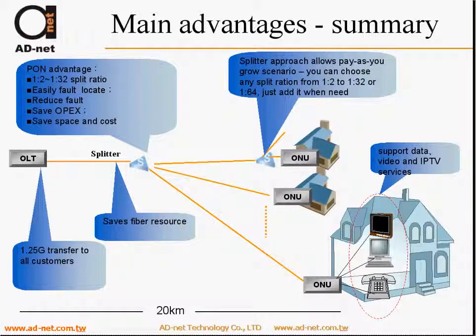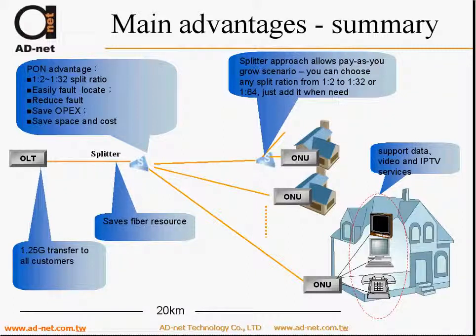The main advantage, if we look at this picture, is that at the OLT side you just need one device and it transmits up to 1 gigabit to every customer. First of all, that saves fiber resources. The PON advantages are split ratios up to 64, easy fault location, reduced fault location times, saved OPEX, and the CAPEX is less as well if you make careful planning of the network, saving space and cost. And the splitter approach allows a pay-as-you-grow scenario.